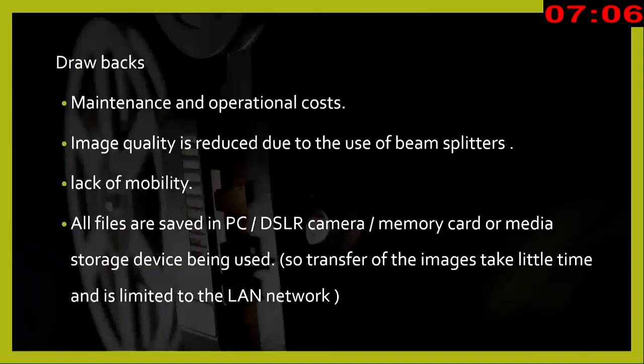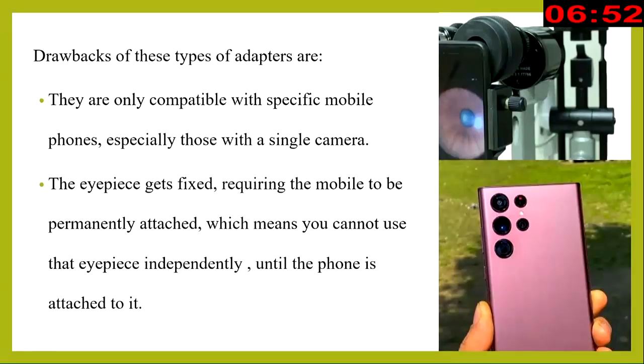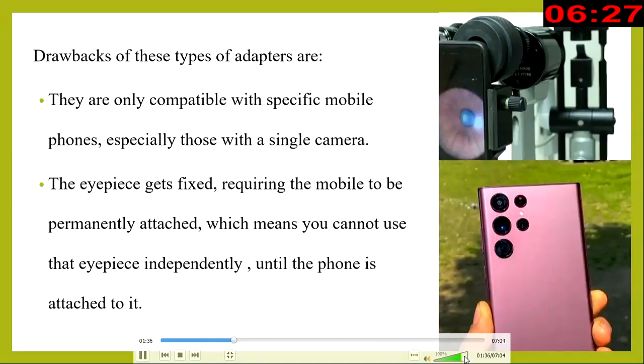We cannot change it from one slit lamp to another. We have to use it in that slit lamp itself. So one of the cheaper and effective solutions is to use mobile adapters for the slit lamp. Now the problem with these kinds of adapters is that most of them are only compatible with specific phones which have a single camera. As our technology is evolving and we have mobiles with 3 to 4 cameras, it is very difficult to fit them. And the other problem is that it gets permanently attached to one of the eyepieces, so you always have to look through the mobile screen and cannot look through the eyepiece.